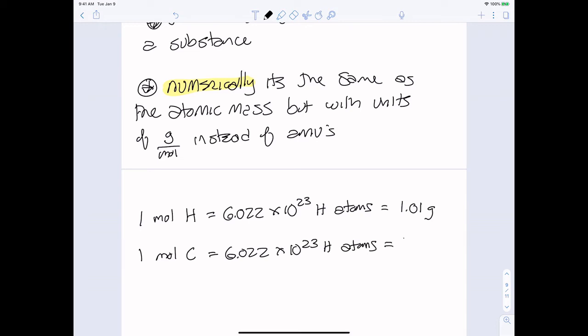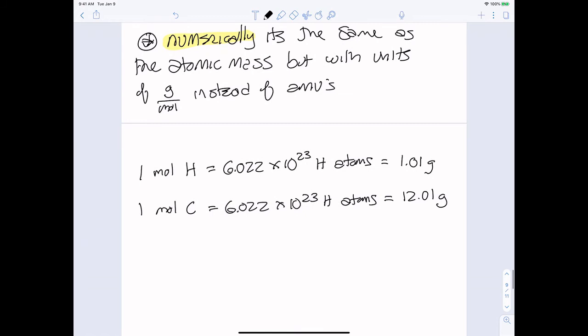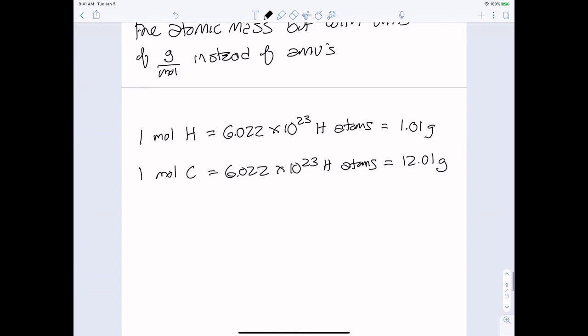And then using the periodic table again, looking at my atomic mass, and knowing that numerically it's the same as my molar mass, it would have a mass of 12.01 grams. And we could pick any atom on the periodic table and write this. We could actually calculate the molar mass for something completely crazy.